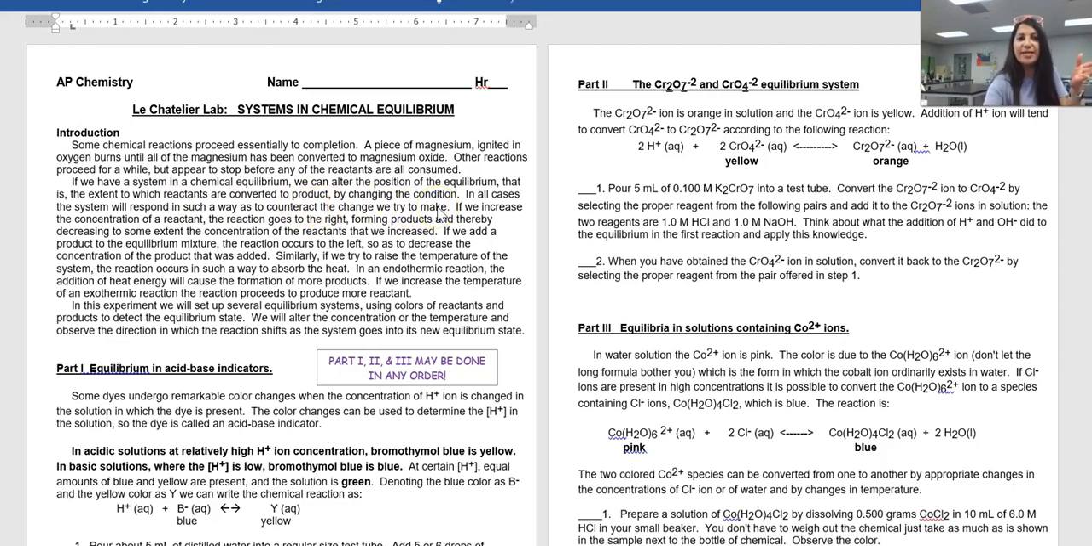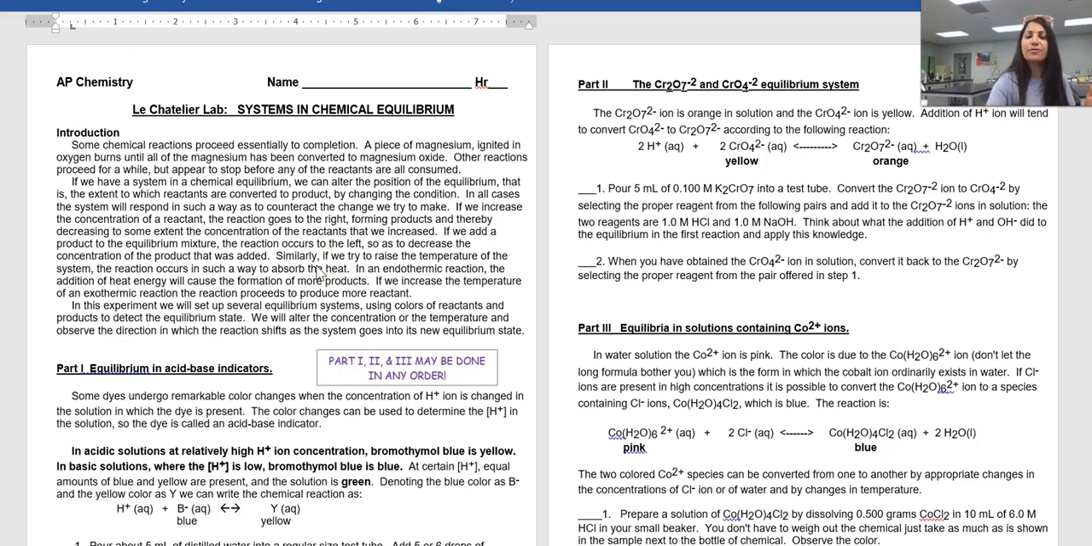If we increase the concentration of a reactant, the reaction is going to go the opposite way and form products, and thereby decrease to some extent the concentration of the reactant that we increased. If we add a product to the equilibrium mixture, the reaction shifts to the left. It's going to shift opposite to decrease the concentration of the product that was added. Similarly, if we try to raise the temperature of the system, the reaction occurs in such a way that it's going to absorb the heat change.